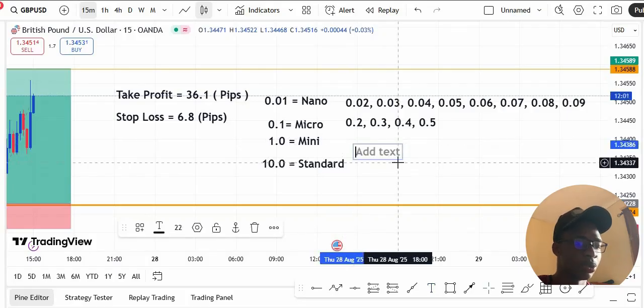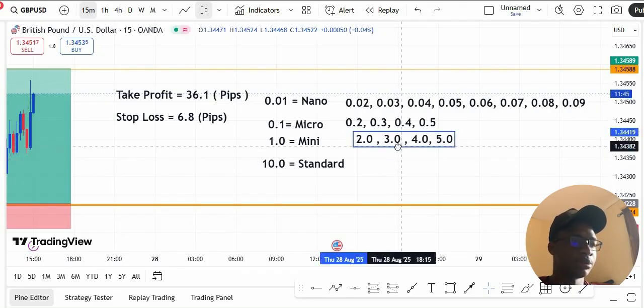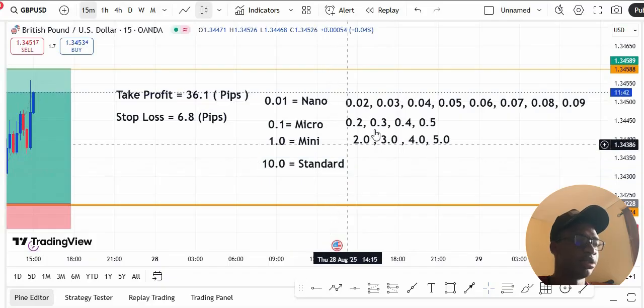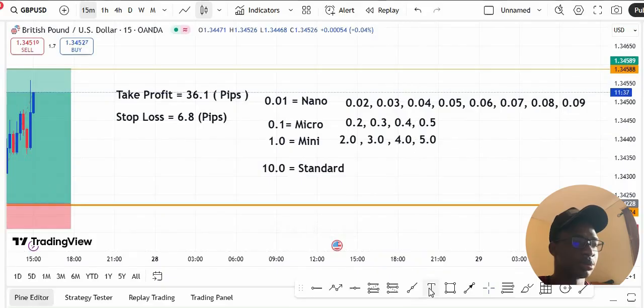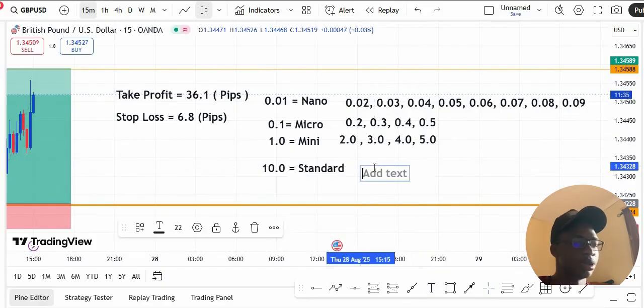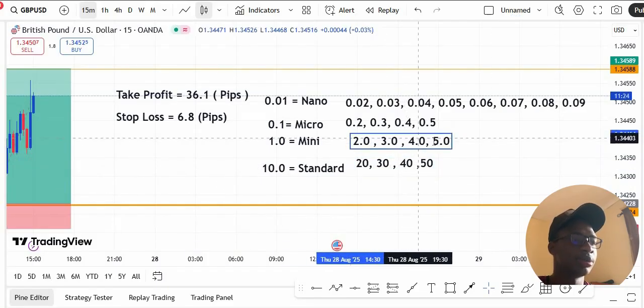So this zone is going to be 2.0, 3.0, 4.0, 5.0, stuff like that. Then this one is also going to be 20, 30, 40, 50. You get my point.